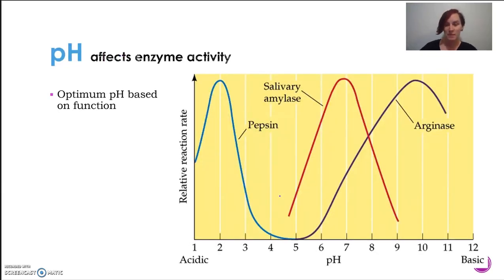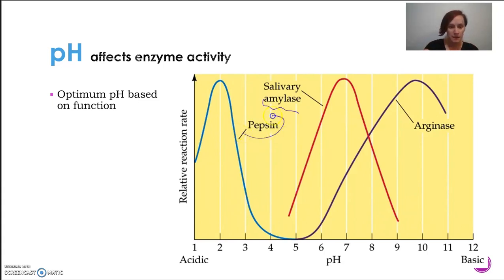Now, pH affects enzyme activity in lots of different ways. It depends where the enzyme is working as to what it's adapted to do. So digestive enzymes in the stomach, for example, might work at really low pHs because it's very acidic in the stomach, but salivary amylase might work at a more neutral pH. It really does depend where you're finding them in the body. Any change away from that optimum pH will decrease activity.